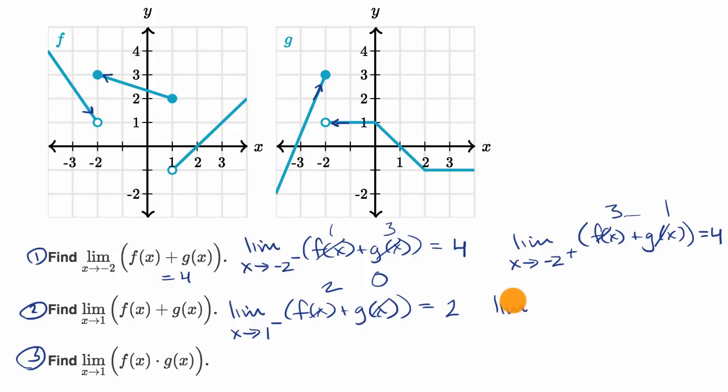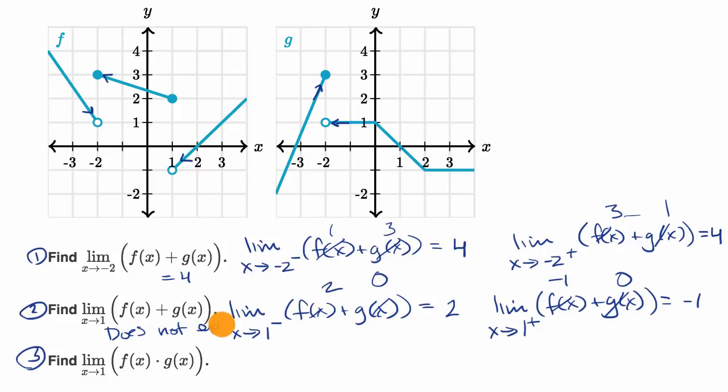And then the limit as x approaches 1 from the right-hand side of f of x plus g of x is going to be equal to, well, for f of x, as we're approaching 1 from the right-hand side, it looks like it's approaching negative 1. And for g of x, as we're approaching 1 from the right-hand side, it looks like we're approaching 0 again. And so here it looks like we're approaching negative 1. So the left and right-hand limits aren't approaching the same value, so this one does not exist.